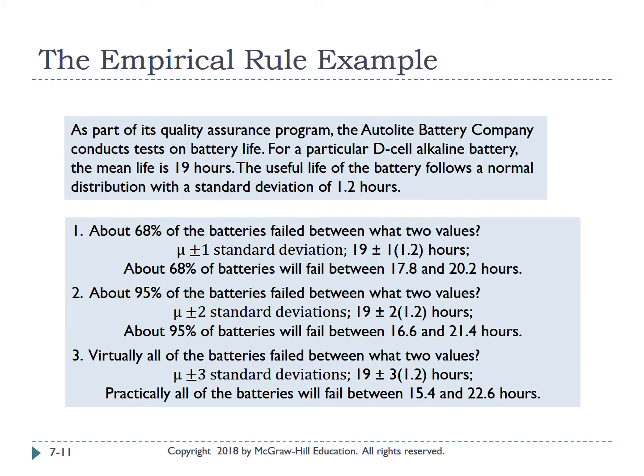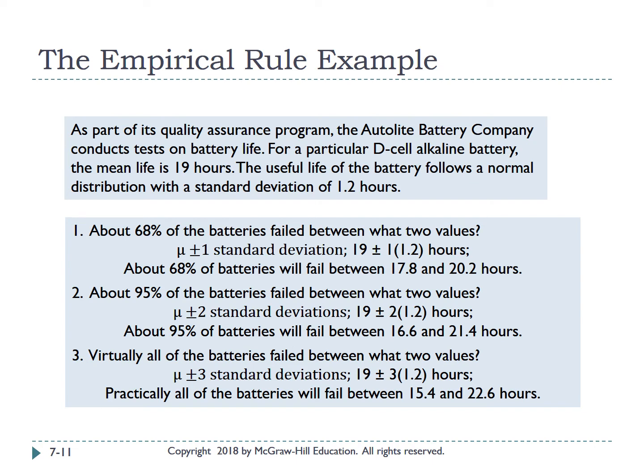The empirical rule example. As part of its quality assurance program, the Autolite Battery Company conducts tests on battery life for a particular diesel alkaline battery. The mean life is 19 hours. The useful life of the battery follows a normal distribution with a standard deviation of 1.2 hours. Question 1. About 68% of the batteries failed between what two values?